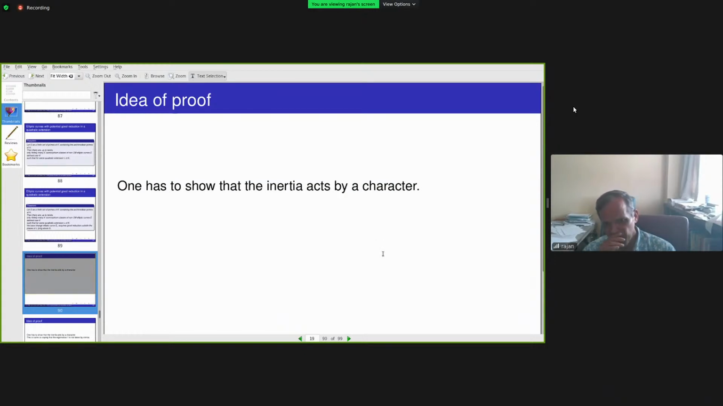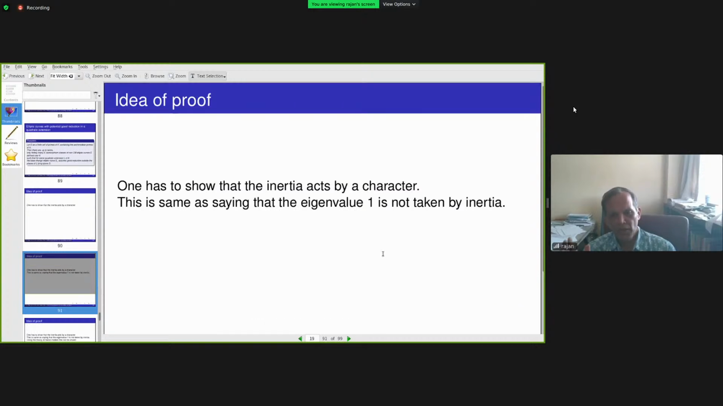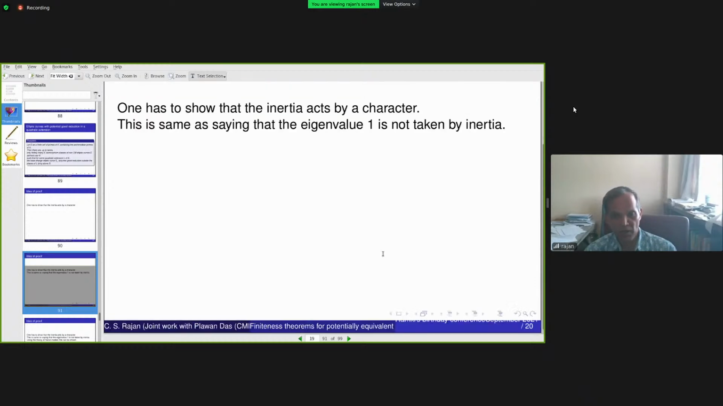The idea of the proof of the above theorem is that we have to show that the inertia acts by a character. Because we are working with a quadratic extension, what we need to say is essentially that the eigenvalue 1 is not taken by inertia. So the inertia should not take the values plus and minus 1. If the inertia is non-trivial, then it has to be a scalar, which is minus 1. It can't be the matrix with 1 and minus 1, or some number of ones and some number of minus ones. That is the thing which you have to say.